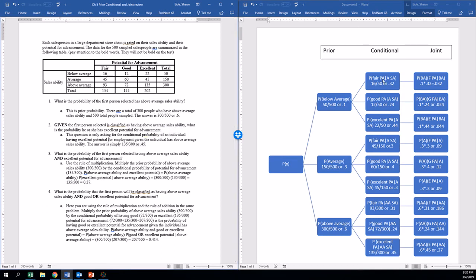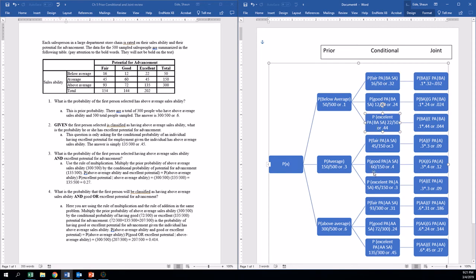So if I were to say, given that the first person has below average sales ability, what is the probability that that individual will have excellent potential for advancement? So this is saying, what is the probability that an individual will have excellent potential for advancement, given that they have below average sales ability. And so that would be 22 out of 50, or 0.44.